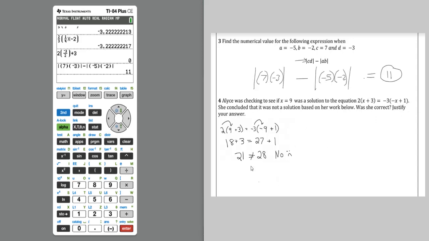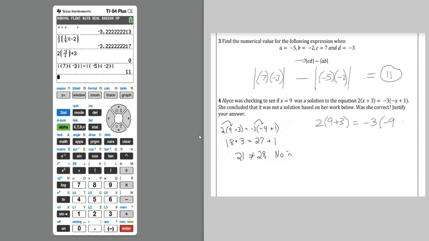All right, before I look at her work, I'm going to see if I can figure out, is 9 the answer? So I'm going to do what she did, and I'm going to rewrite the equation, except I'm going to put 9 in as x.